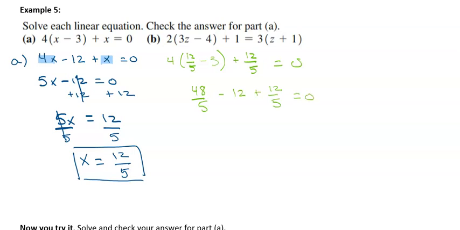Well, we don't know yet. So I'm going to combine the two fractions and we get 60/5, and I'm going to turn 12 into a fraction of fifths. So I'm going to take this times 5/5, and I get 60/5. So does 60/5 minus 60/5 equal 0? Yes, it does. So that one checks. Okay, so I'm going to do B, and I'll come over here to the side to do that.